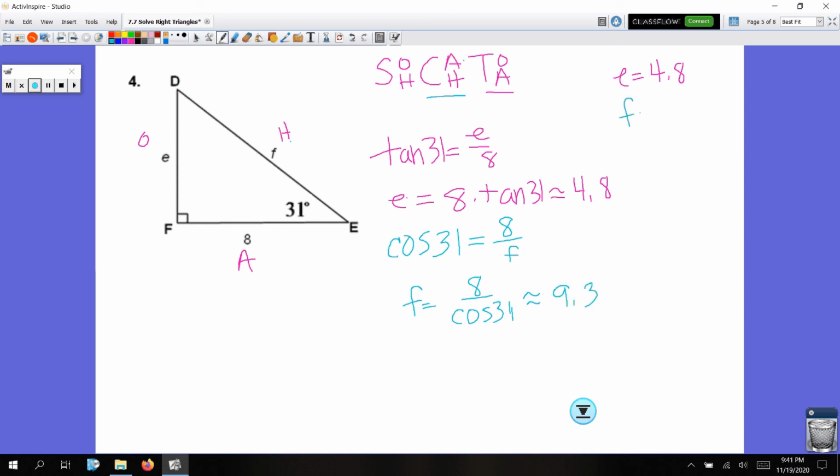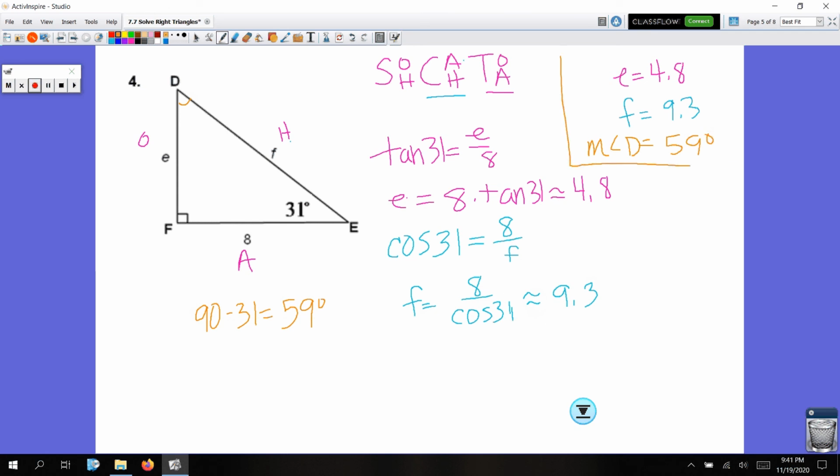So F equals 9.3. All right, the last thing I'm missing is the measure of angle D. And we should know that this one's really easy to find. You want to use inverse trig functions because they're fun? You can do that. But we can also just subtract, right? 90 minus 31 equals 59. So the measure of angle D is 59 degrees.